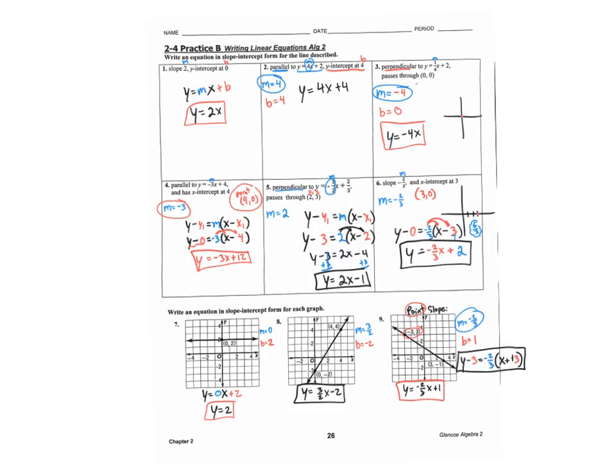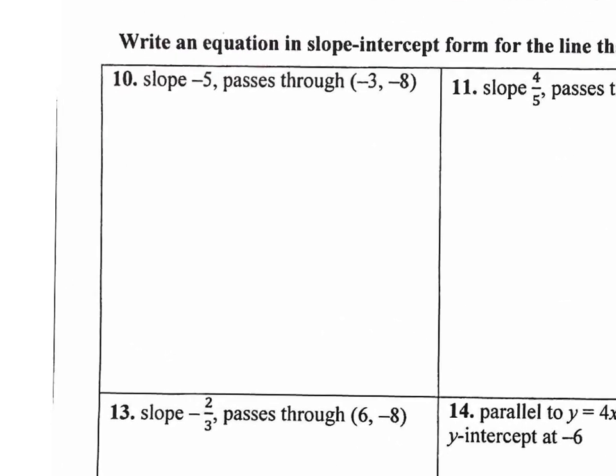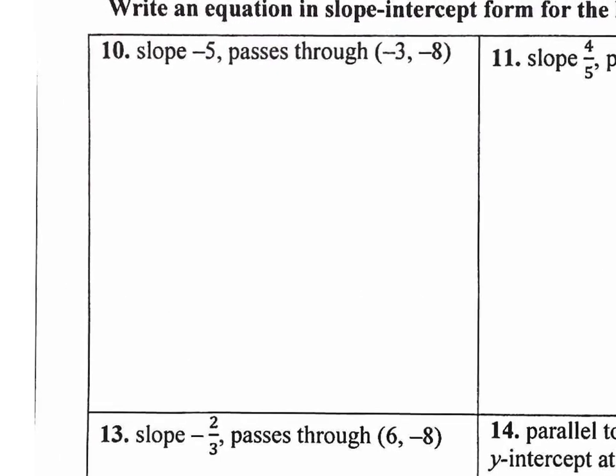Front side's done. Let's flip it over to the back side. On the back side, number 10, they're asking us to write an equation in slope-intercept form. Again, the instructions to all of these are to write it in slope-intercept form, but on the quiz Friday, I might ask you for point slope form. I will ask you certain questions for point slope form and certain questions for slope-intercept, so pay attention to the instructions.